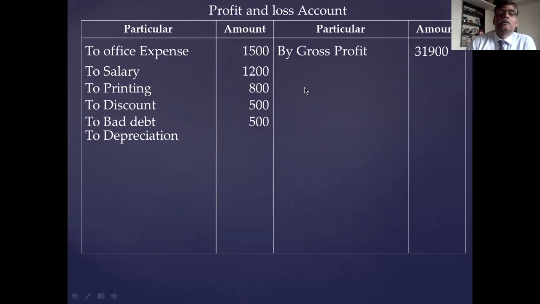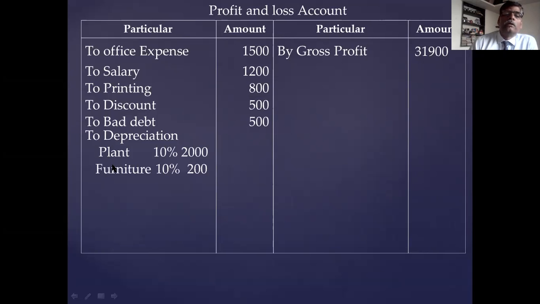Then you take the depreciation. Adjustment number, in the last adjustment is there. In the depreciation heading, first you take plant, 10% of plant. 20,000 is the plant value in the statement of affairs. 10% is 2,000. Then furniture also 10%. Furniture value is 2,000. 10% of 2,000 is 200. Then one more is there, building 5%. Building value is 16,000. On 16,000, 5% is 800. Total of this is 3,000. 3,000 is the amount of depreciation.